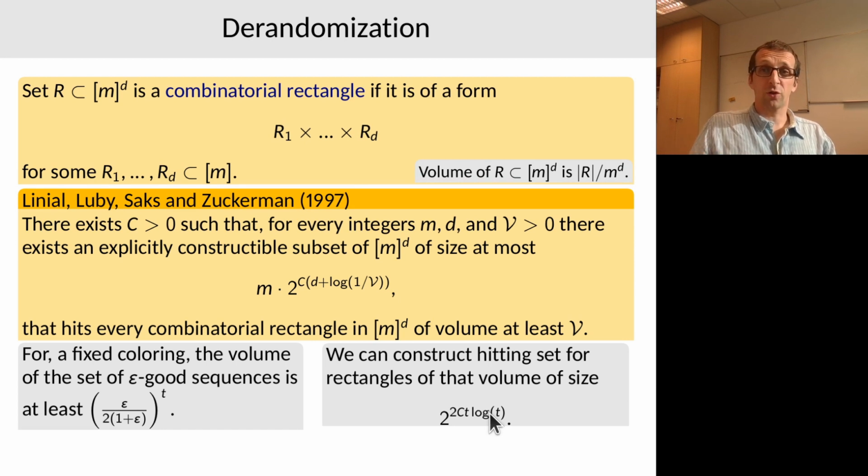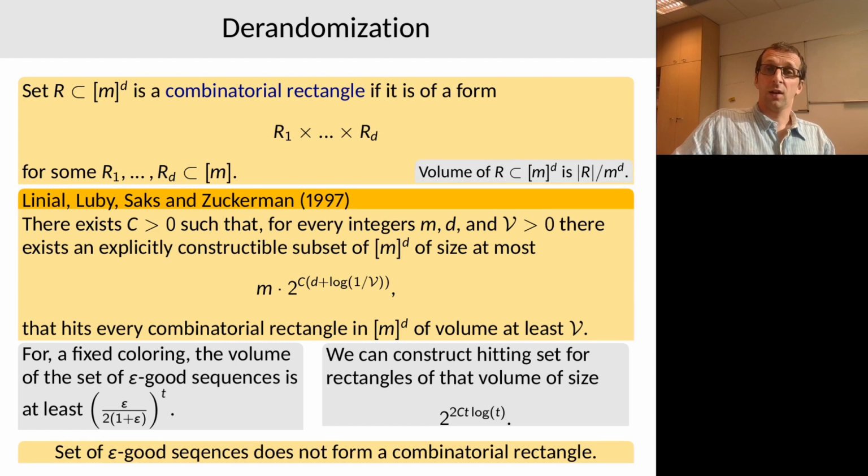That number is not much larger than what we would get from the randomized construction. But unfortunately, the sets of epsilon good sequences do not form combinatorial rectangles. So our work is not finished yet.